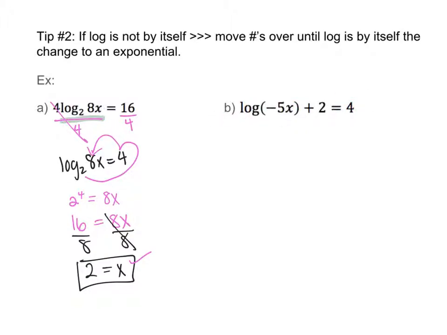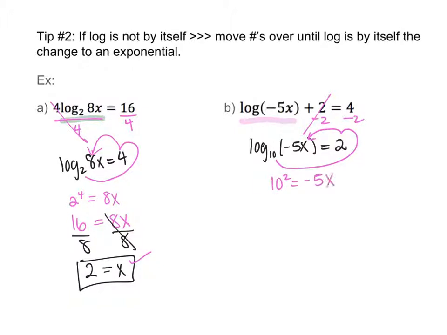So the log has the negative 5x encapsulated, but the 2 here is not a part of the log. It's outside the log. So I have to subtract that off. Easy peasy. So now I have log, oh, what's the base here? 10, because it's not there. And so 4 minus 2 gives you 2. And so the log is by itself. Now I can change it to an exponential. So I'm going to go ahead and make my heart. So this is 10 squared equals negative 5x.